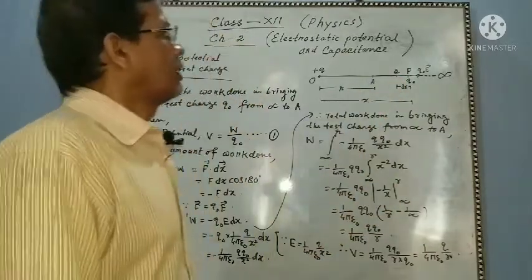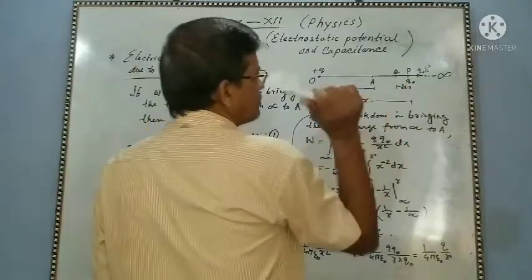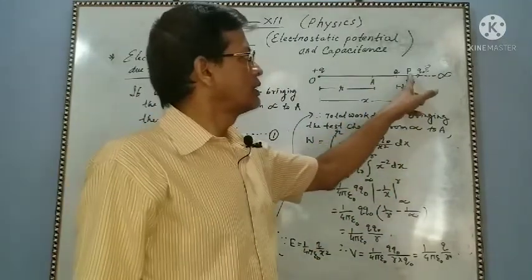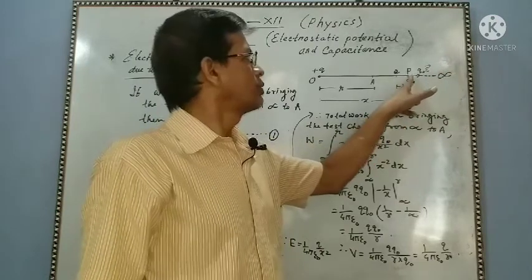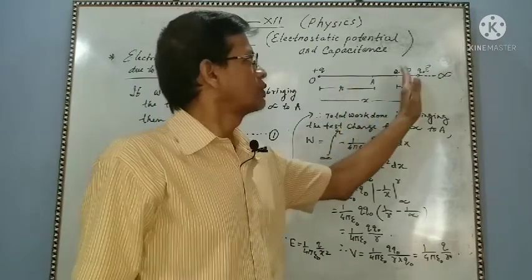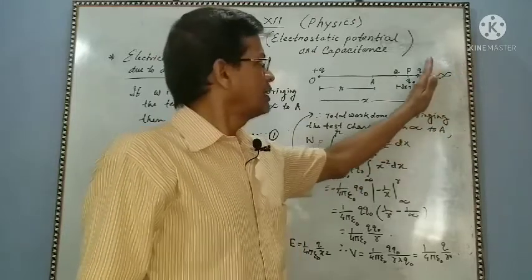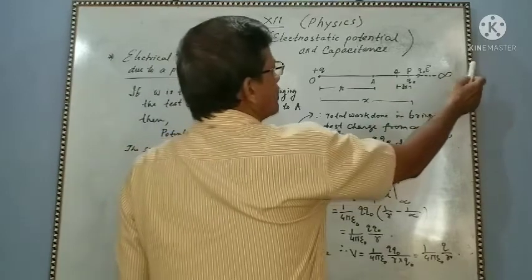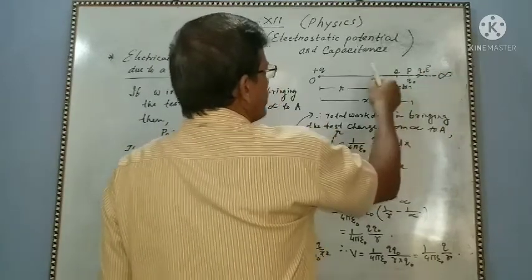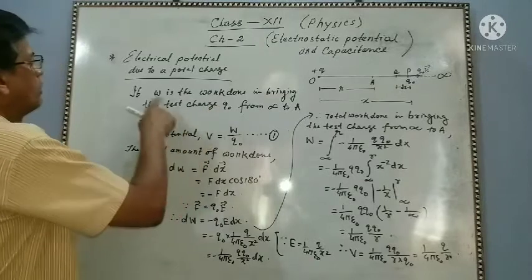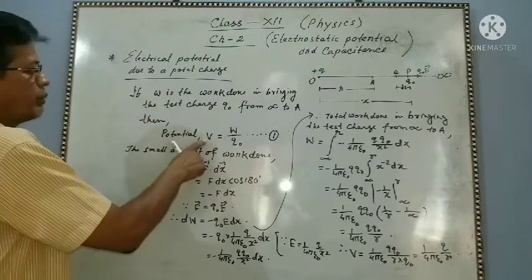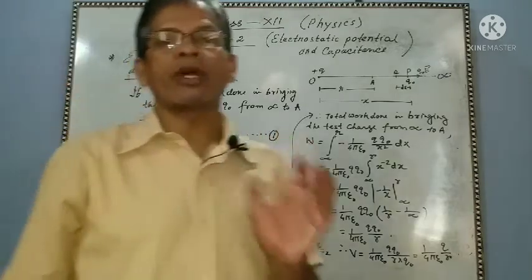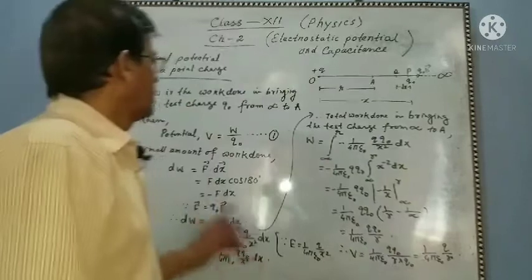Now you see, when the test charge is at point P, it is experiencing a force. This is in this direction, because the source is positive, it will repel the test charge, so the force is in this direction, and we are taking the displacement in this direction. Now if the amount of work done to take the test charge from infinity to point A is W, then what will be the potential? Potential equals W by Q naught. Now our aim is to find W.